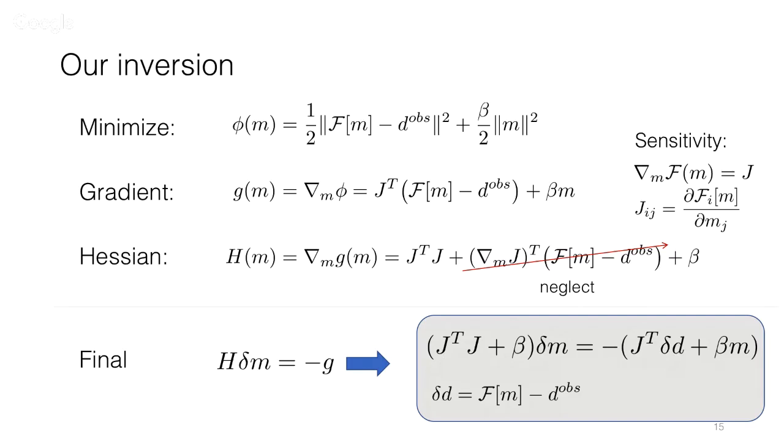So then here's our system. We've got H delta m is equal to minus g, and H is J transpose J plus beta, and delta d is just the difference between the observed and the predicted data. So this should start to look pretty familiar, right? Didn't we kind of do this earlier this morning? And we had a G transpose G plus beta. So this is all kind of similar. The only thing that's different is that we're dealing with the sensitivity as opposed to the full operator.